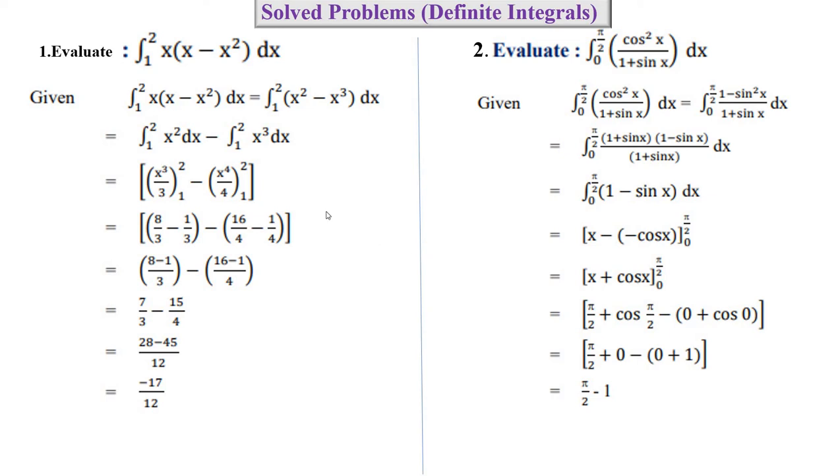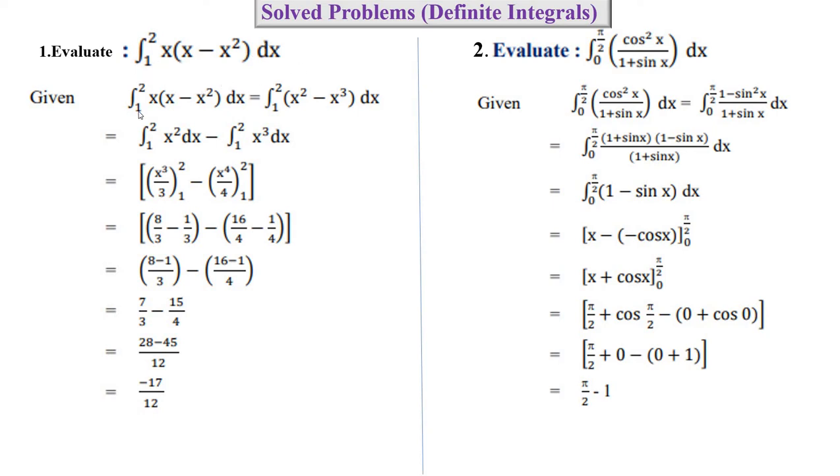Now in this video we will see the solved problems from definite integrals and how to solve problems using properties of definite integrals. Now, the first one is integral 1 to 2 of x into (x minus x square) dx. How are we going to evaluate this?